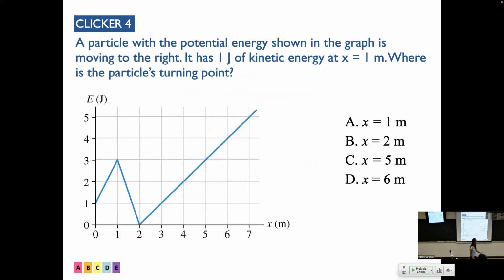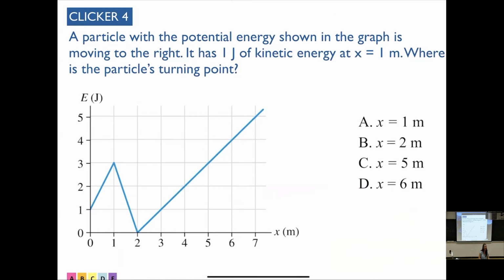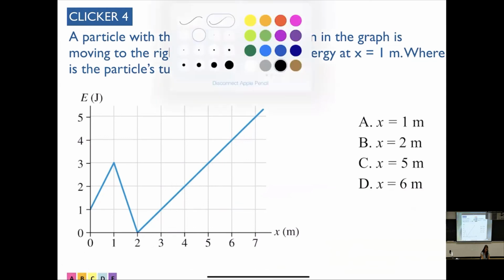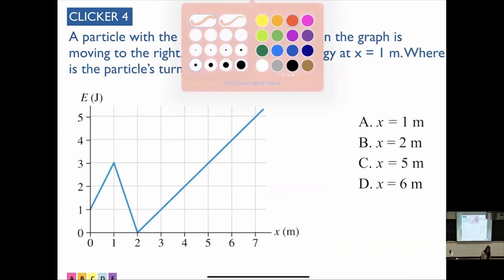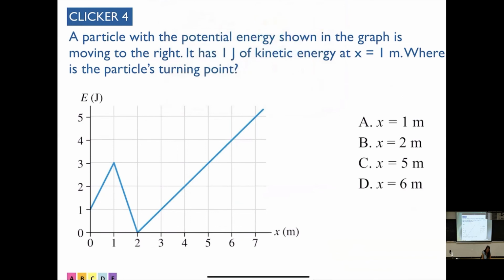So let's talk about this. Actually, I'm going to draw on this. Looking at this, what is this graph missing that the other graphs had? The total energy line. So how do we figure out what the total energy is? Yeah, so we'll do that with red, I guess. It tells us it has 1 joule of kinetic energy at x equals 1 meter.